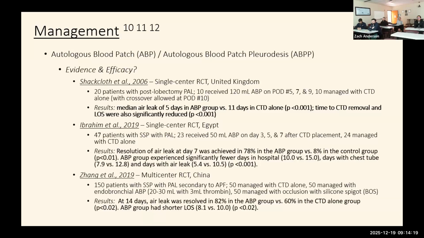But in relation to the endobronchial ABP here, they showed air leak was resolved in 82% in the ABP group versus 60% in the chest tube drainage group alone. Shorter length of stay.